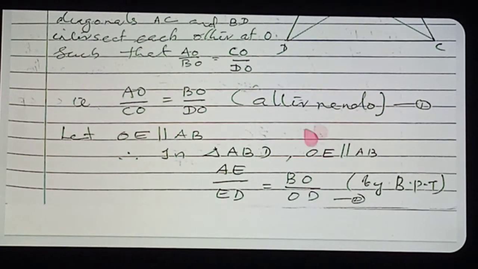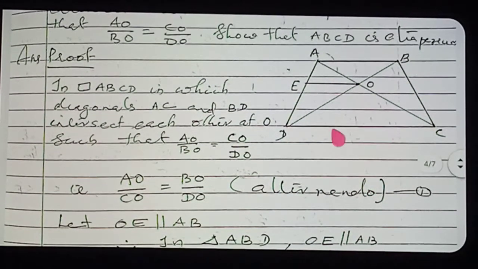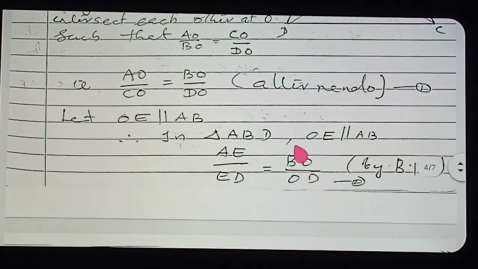That means OE is parallel to AB. Once more see the diagram. OE is parallel to AB. Therefore, how can I apply? AE by ED is equal to BO by OD. AE by ED is equal to what will you get? BO by DO or BO by OD. That is, we are proving by basic proportionality theorem. So write the condition in the bracket: basic proportionality theorem.